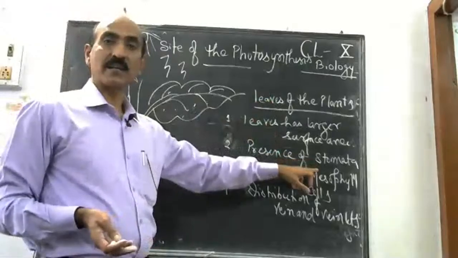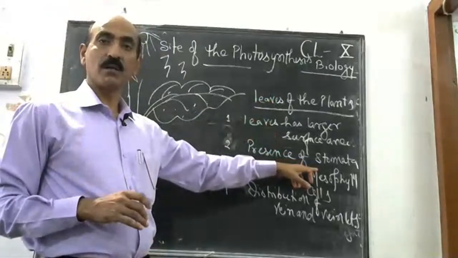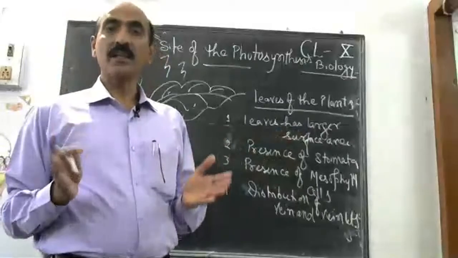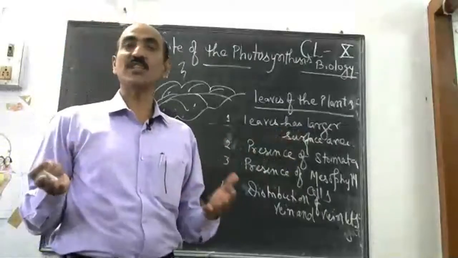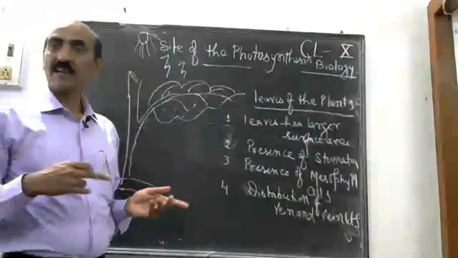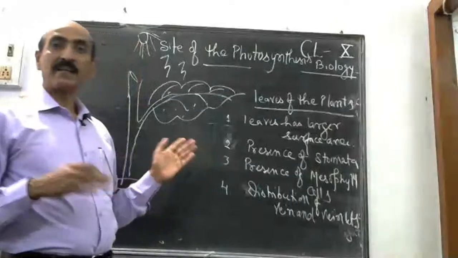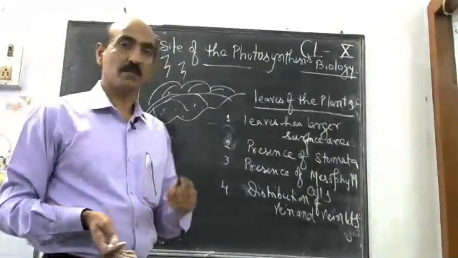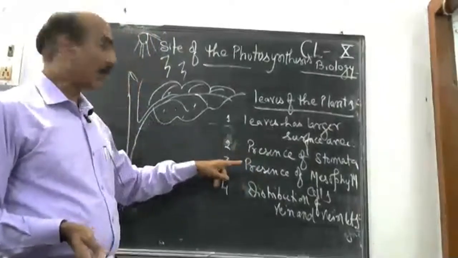Next, presence of stomata. Already in 9th you have learned that there are tiny pores on the leaves through which gases exchange may occur. When it needs carbon dioxide, carbon dioxide can enter, and when O2 is produced, that comes out into the environment, atmosphere through the stomata.